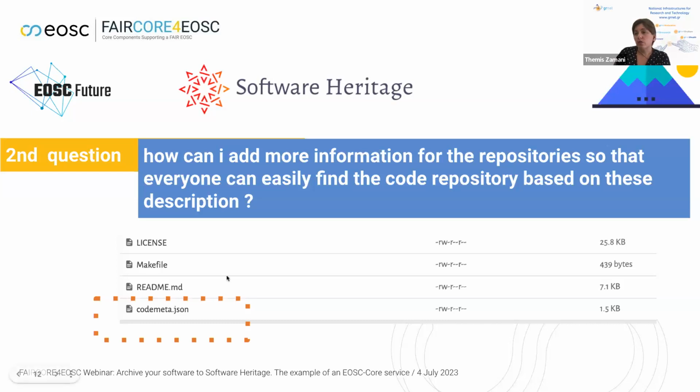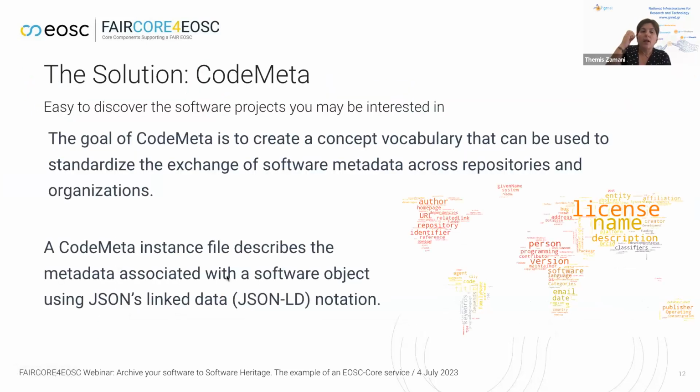The solution for that is CodeMeta. The goal of CodeMeta is to create a concept vocabulary that can be used to standardize the exchange of metadata across repositories and organizations. A CodeMeta instance file describes the metadata associated with each repository, using JSON linked data notation.